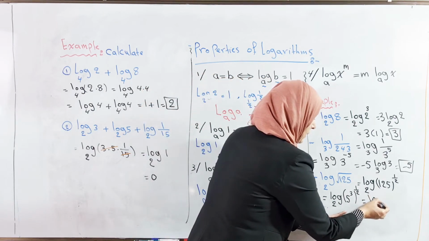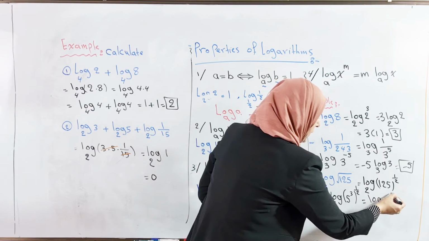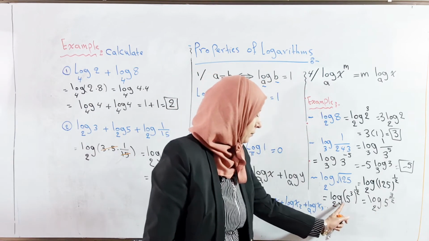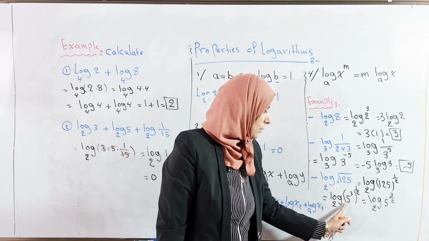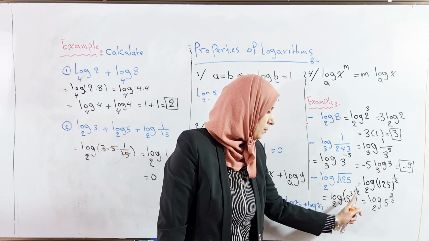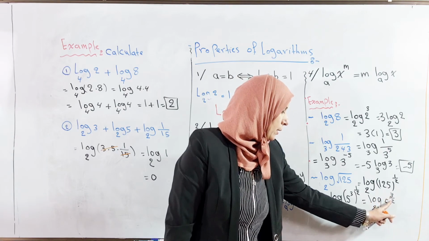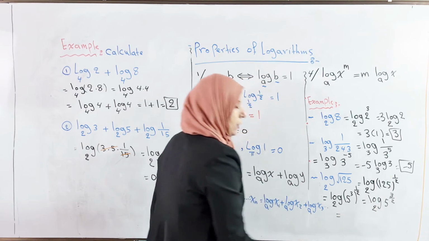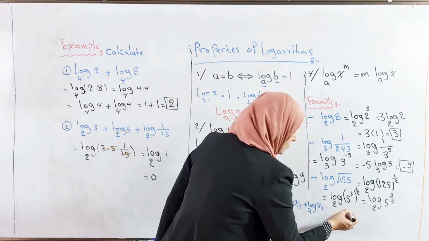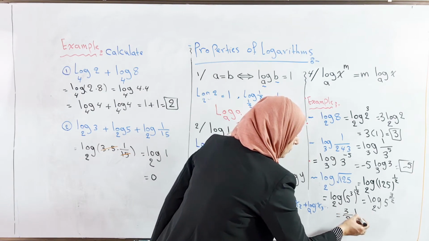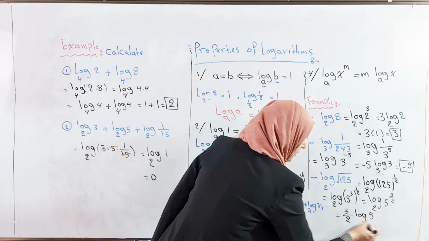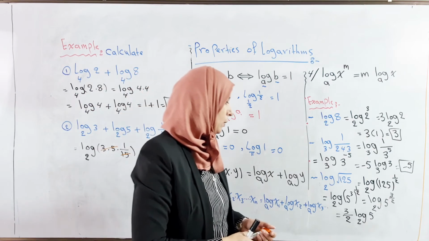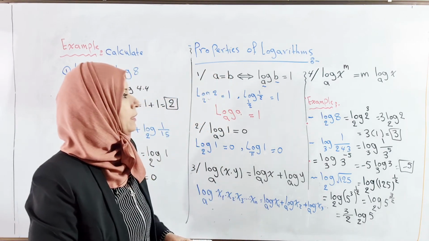Logarithm 5 power 3 on 2 for base 2. When raising a power to a power, when I remove these brackets, you multiply the exponents. 1 on 2 multiplied by 3 will be 3 on 2. We can write this exponent in front of the logarithm, so it will be 3 on 2 logarithm 5 with base 2. By this way we can solve it depending on property number 4.